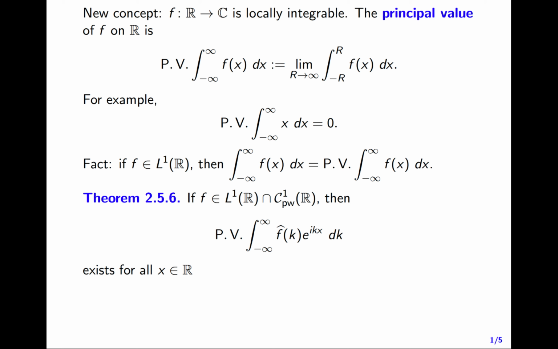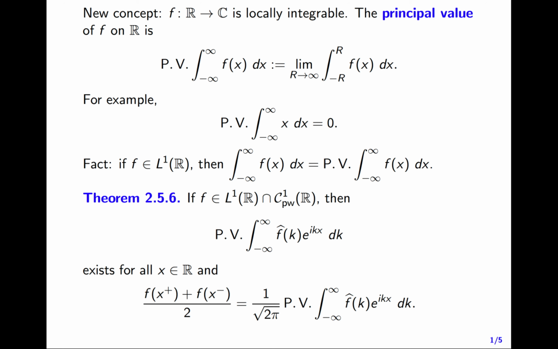In fact, in examples from last week, we saw functions f in L1 whose Fourier transform f hat was not in L1. But here I'm saying that if f is in L1 and C1 piecewise, then at the very least the principal value integral exists. And in this principal value integral, the dummy variable of integration is k, which morally makes sense because k is what we use for the variable of the Fourier transform, and now x is a parameter. And we also note that I have e to the ikx here, not e to the minus ikx here.